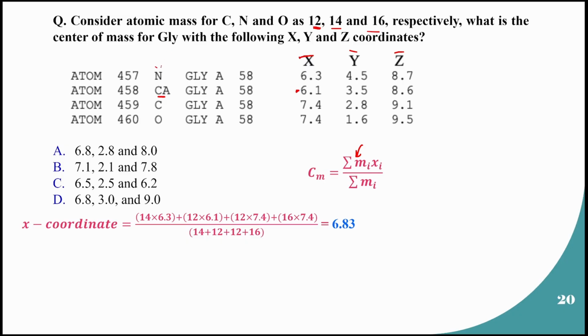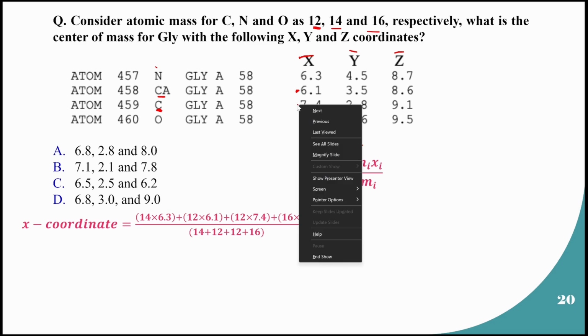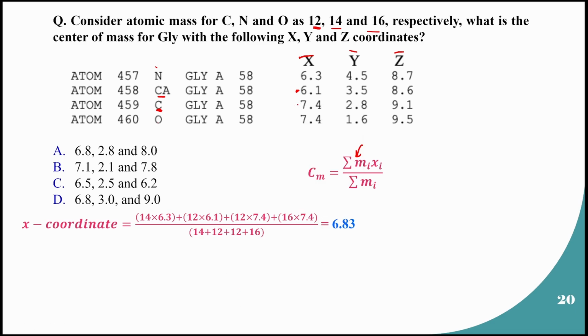And for the next one, again, it is a carbon. So that is the C here. So it will be 12 times 7.4 because 7.4 is the X coordinate here. And then the final oxygen, you will have 16 times 7.4, right? Divide that by the total atomic mass, which is 14 plus 12 plus 12 plus 16, you will get a value of 6.83. Okay. So now there are two 6.83, it seems here. So the A option and D option also. Could you tell me which option it could be among these?